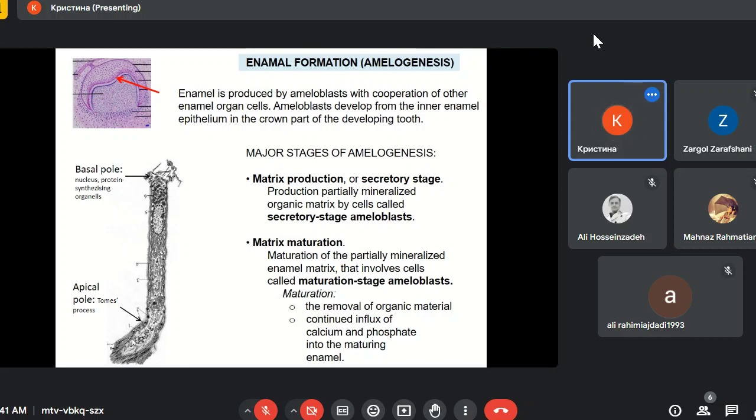So major stages of amelogenesis, the production of enamel, include matrix production or secretory stage. It is production of organic matrix, which is fast mineralized, and then matrix maturation. It means the removal of almost all organic materials and substitution of organic materials with calcium phosphate crystals, the crystals of hydroxyapatite.